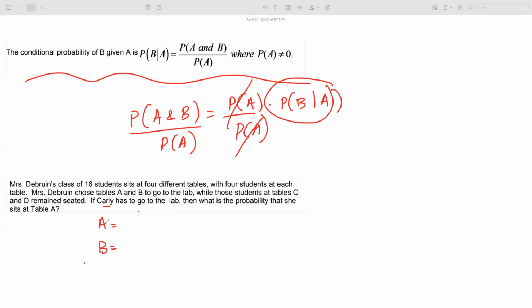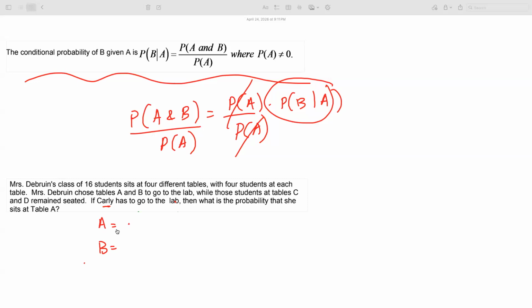What is A? What is the event A? Clary has to go to the lab. Then what is the probability? So that she sits on table A. Do you see what I'm asking?